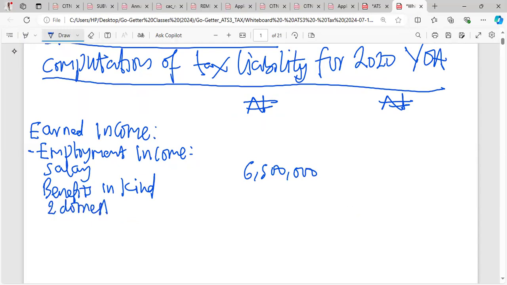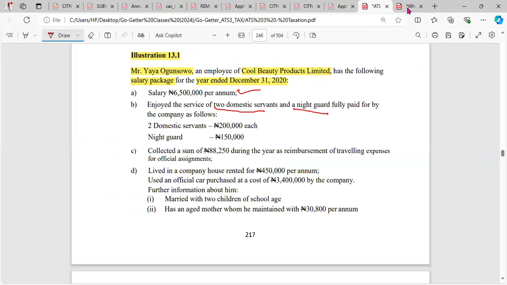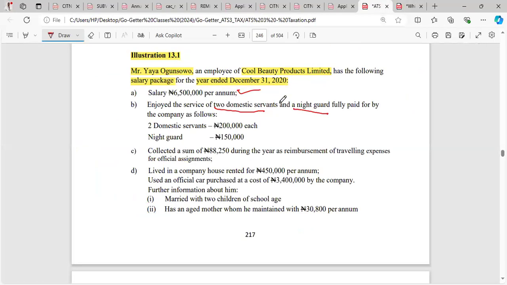Two domestic servants, open the bracket, 2 times 200,000 each. That will give us 400,000 for the two of them. And there is night guard. How much is the night guard being paid? 150,000. So come here, 150,000. Okay, so we've done that.